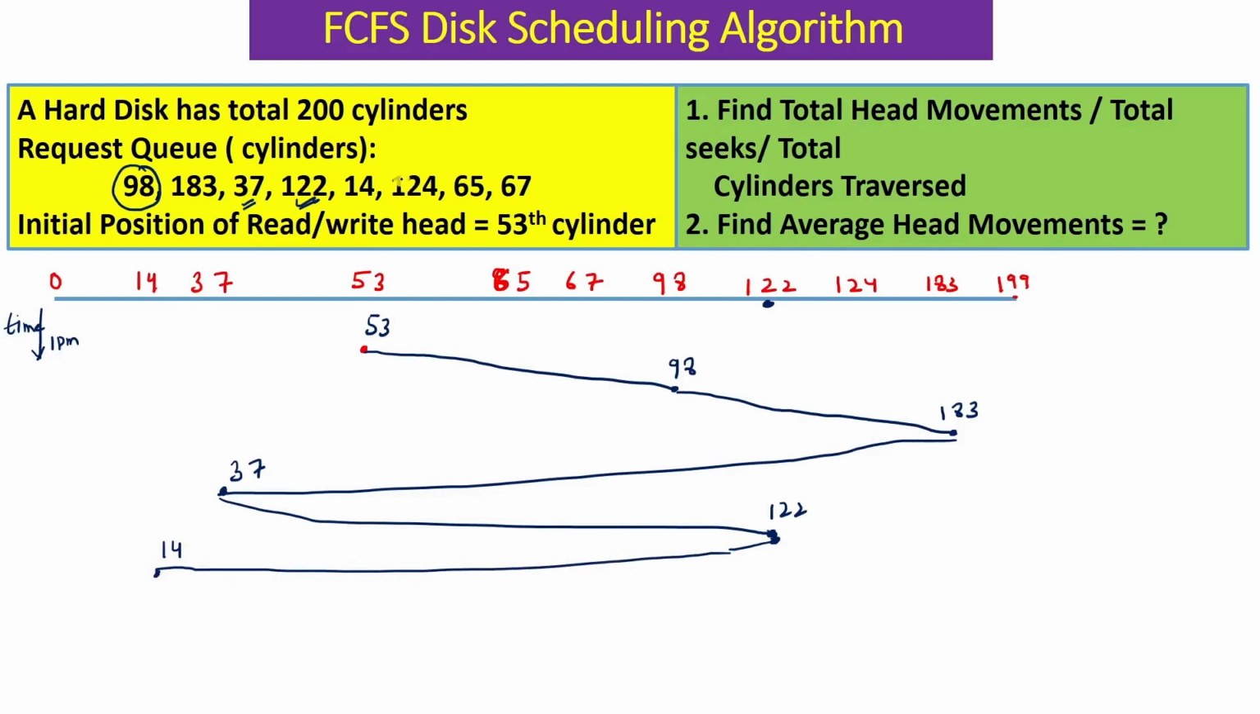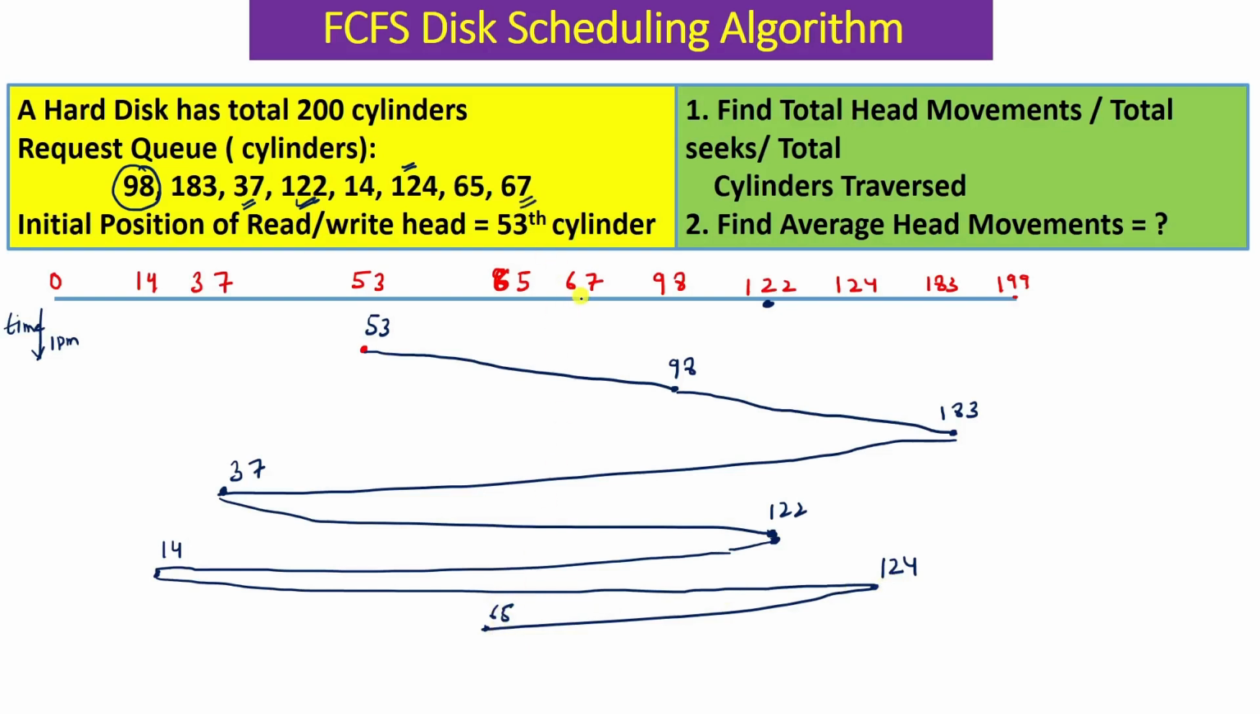Now I'll service 124. 124 is again here, right? So it has again to change the direction. So you can see it will have to change direction a lot of times. 124. Now 65. Where is 65? 65 is here. Now we will go to 65, right? So 65 is actually here. You can see here. So it changes the direction from 124 to 65. In this way.